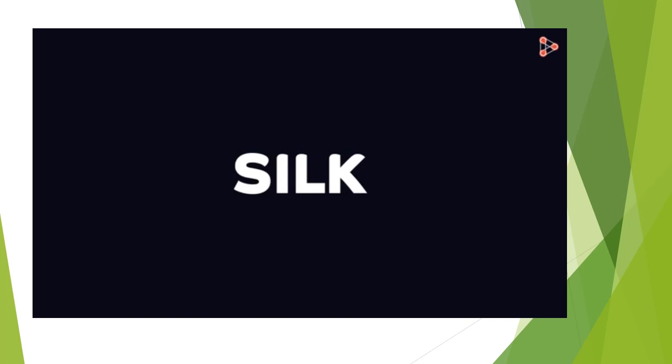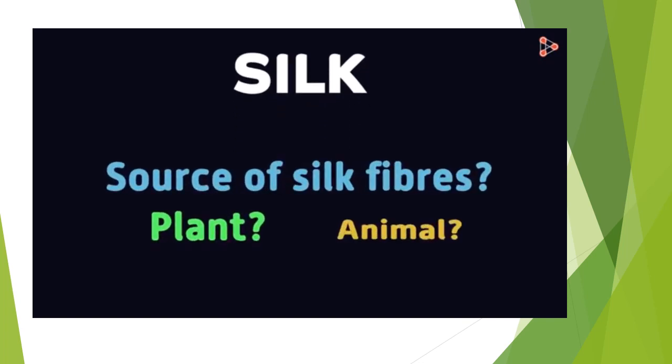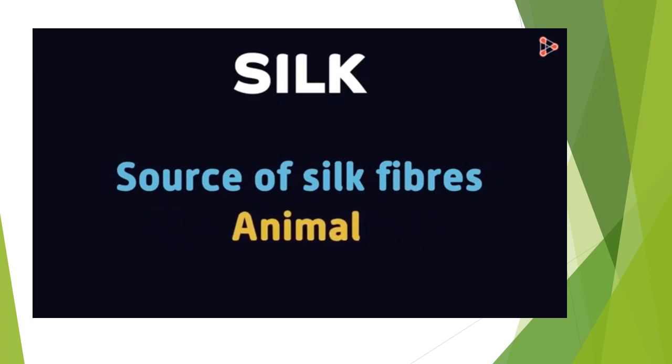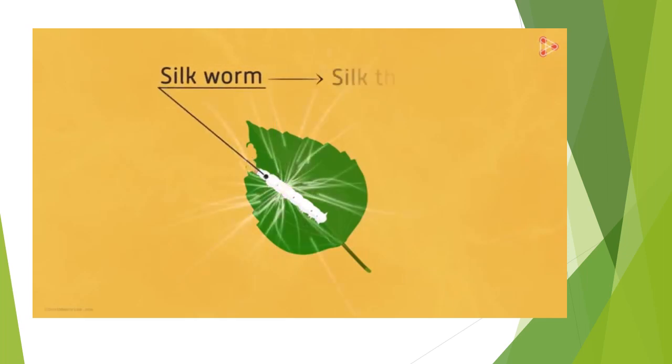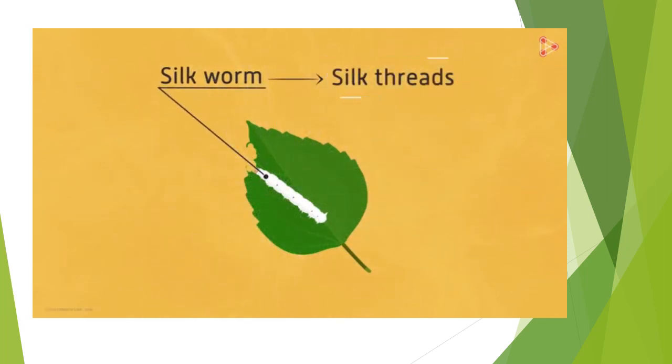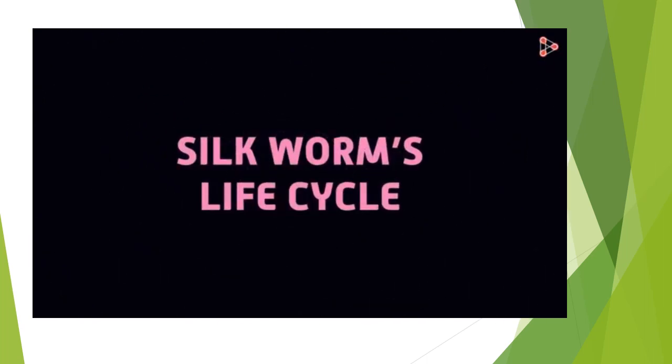To start with, can you tell me the source of silk fibers? Is it a plant or an animal? It's an animal. This small worm called a silkworm gives us silk threads. But how can we get threads from such tiny creatures? And how many threads can this little one give us? Let's get to know the complete process by understanding the silkworm's life cycle.